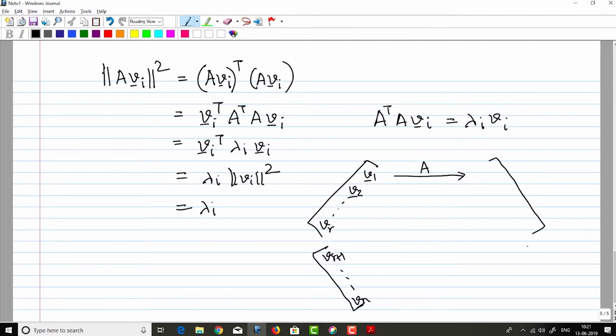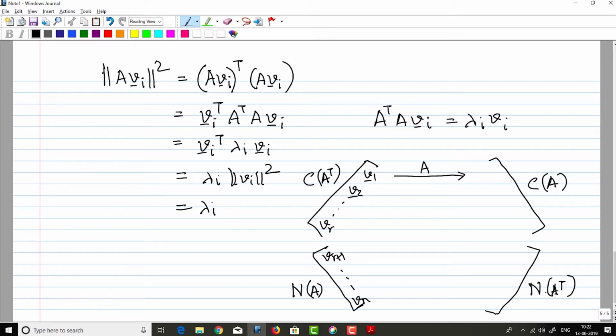We want to find the mapping. This is my row space of A, this is my null space of A. We have to show this. This is my column space of A, and this will be my null space of A transpose.